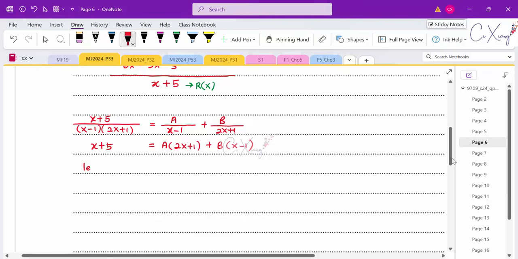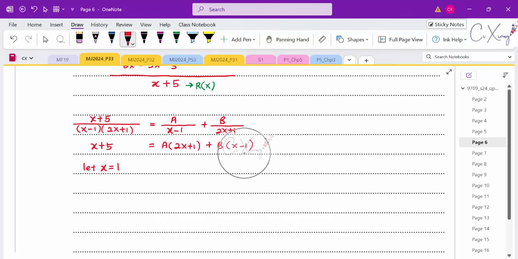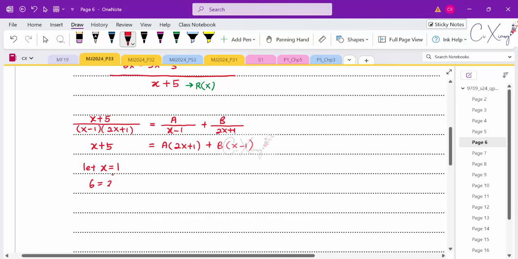Okay, so next, I will let x equal 1, so that I can get rid of the b here. Because when I substitute 1 into this bracket, it becomes 0, so b will disappear. Then that's why we can find the value for a. For x equals 1, substituting, you are having 6 equals 3a, and therefore your a is equal to 2. Then next, if I want to find the b, I need to observe this bracket, 2x plus 1. Make the 2x plus 1 become 0, so your x must be negative half.